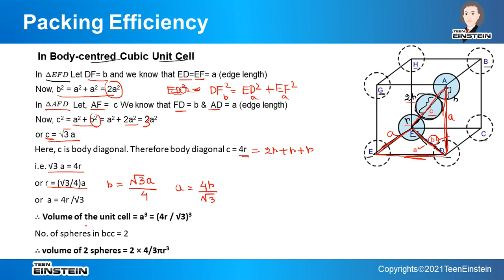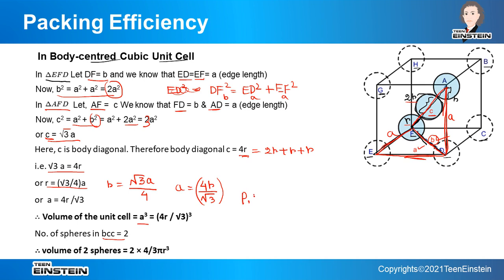Okay. So our purpose is to find out packing efficiency, but for that we should know the volume of the unit cell. So volume of unit cell is A cube. Now we will put the value of A, which is 4R by root 3. So it will be (4R by root 3) to the power cube. And in BCC we have already calculated that the total number of spheres, atoms or particles, whatever you want to say, is 2. So volume of 2 spheres will be 2 into 4 by 3 pi r cube.